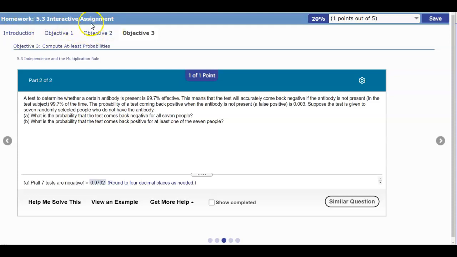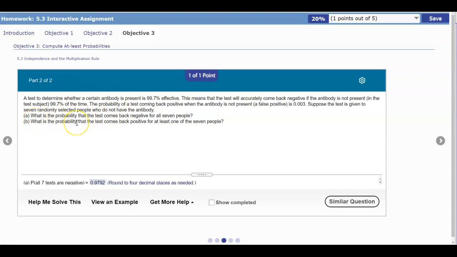Section 5.3 Interactive Assignment. A test to determine whether a certain antibody is present is 99.7% effective. This means that the test will accurately come back negative if the antibody is not present in the test subject 99.7% of the time. The probability of a test coming back positive when the antibody is not present, a false positive, is 0.003.